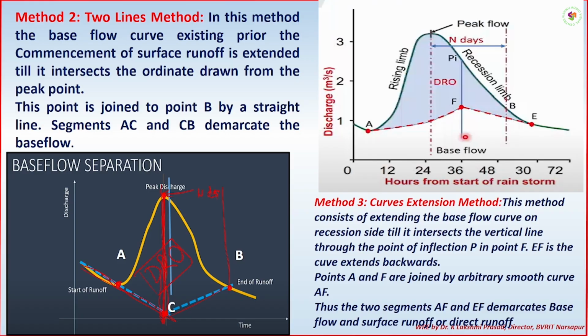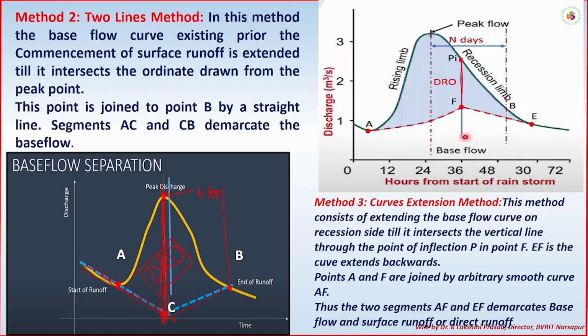Again, point A is common. Please remember always, point A is the rising point of the rising limb, where rising starts, or the end of the base flow recession curve at the beginning of the storm. So this is the first point. Second is not the peak. Forget about the peak for a minute. Take the inflection point on the recession limb. So that inflection point you take and extend it.